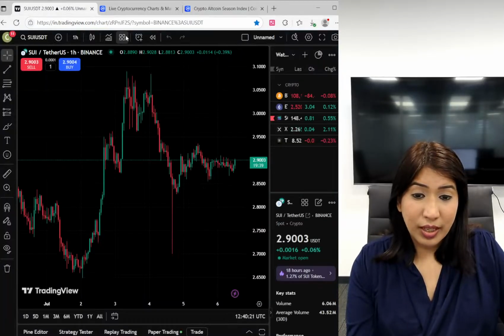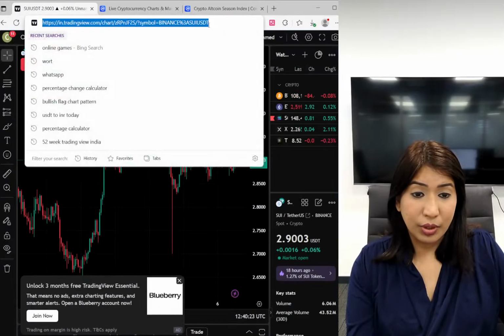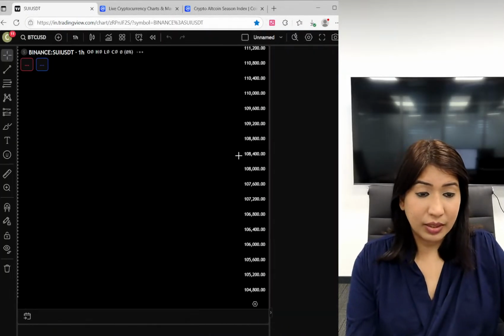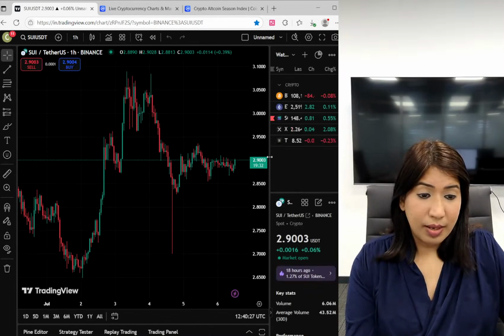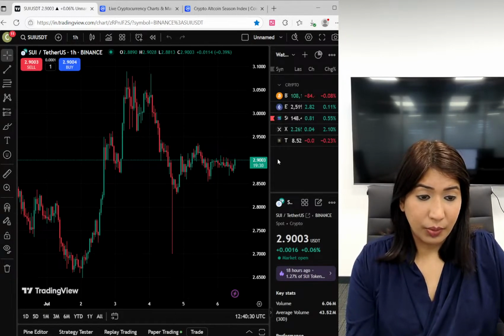What is Sui trading at? 2.9. That's good. I didn't expect that to happen, but looks like it's going well. It's doing well.